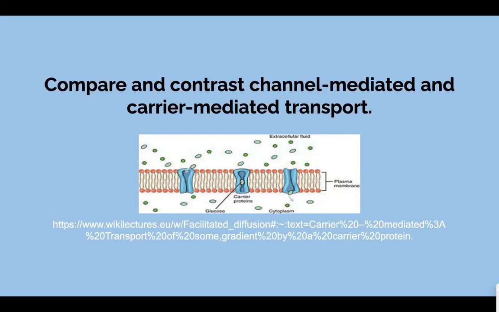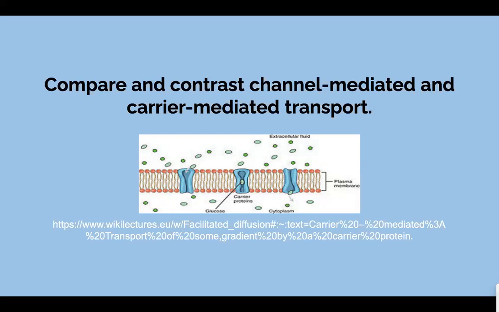Carrier-mediated transport generally exhibits a lower transport rate compared to channel-mediated transport, as the conformational changes involved in binding and transport can be slower. Examples of carrier-mediated transport include the facilitated diffusion of glucose through glucose transporters and the active transport of ions such as sodium and potassium through ion pumps.